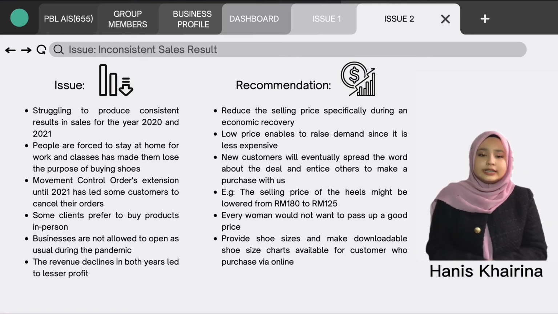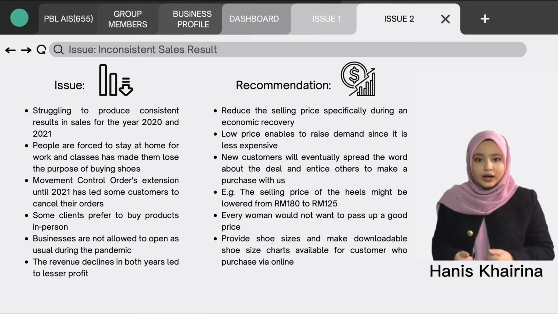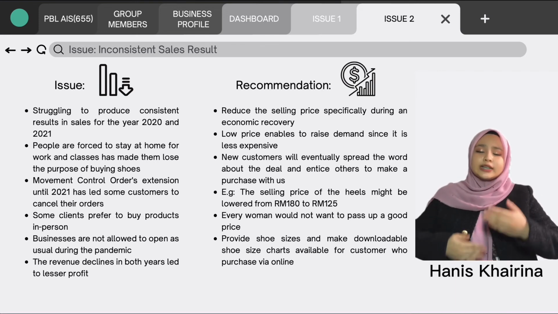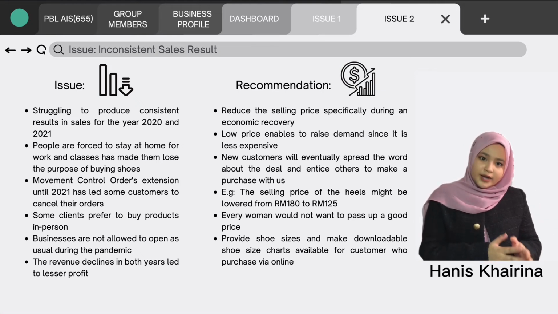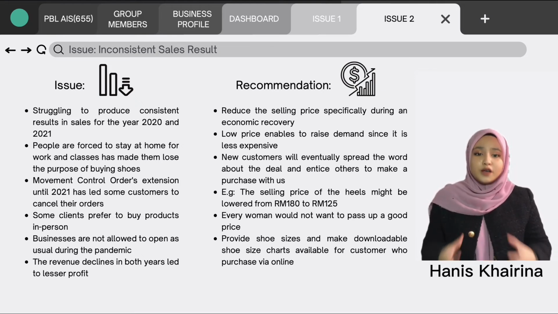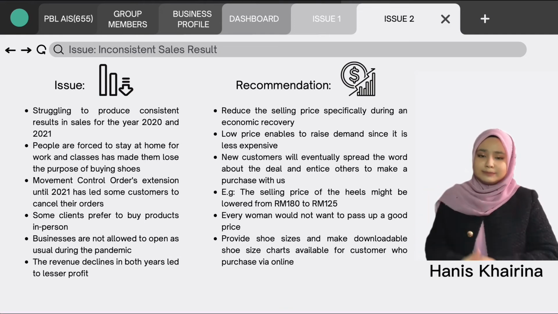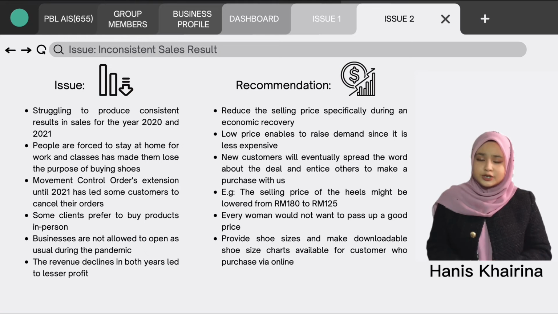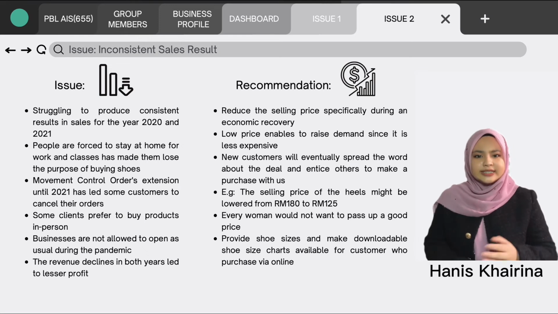As we all know, sales are among the most crucial elements of a successful company. However, we have been struggling to produce a consistent result in sales for the year 2020 and also 2021. This is due to the outbreak of COVID-19. The fact that people are forced to stay at home has made them lose the purpose of buying shoes. Making matters worse, the extension of MCO until 2021 has led some customers to cancel their orders as well.